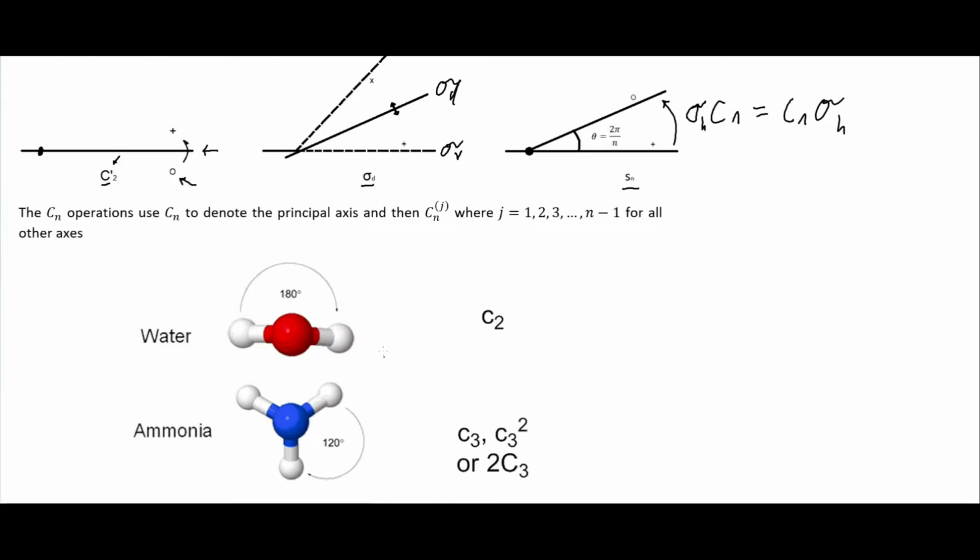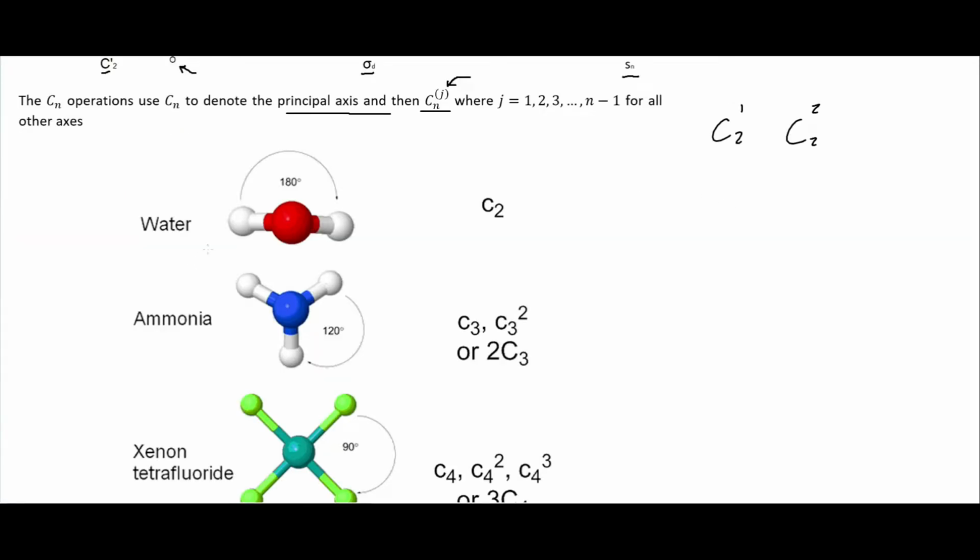All right, so the C sub n operations, we use those to denote the principal axis. Then we use this where the j in the upper part, where j equals 1, 2, 3, all the way up to n minus 1, for all other axes. And so that's how you'll often see the other axes denoted. So you'll see it like C2,1 and then C2,2, and things like that.